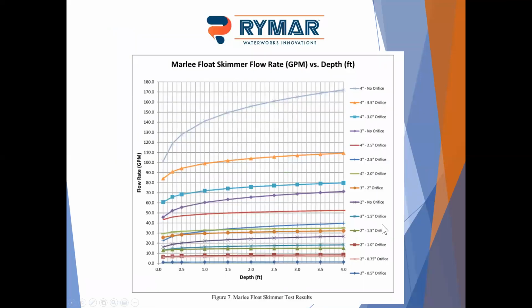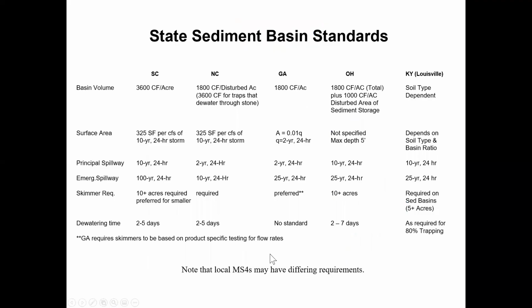This is a flow rate curve chart for some of the Marley float skimmers. As you can see, most of them are stabilizing around the 4 foot mark. This is 0 to 4 feet of depth, and this is the flow rate. Our 4-inch with no orifice has a pretty big flow rate curve, going from about 100 to almost 170 GPM over that depth. Most of the others have a little lower flow rate and a smaller curve, but they all do show an increase of flow from 0 to 4 feet.